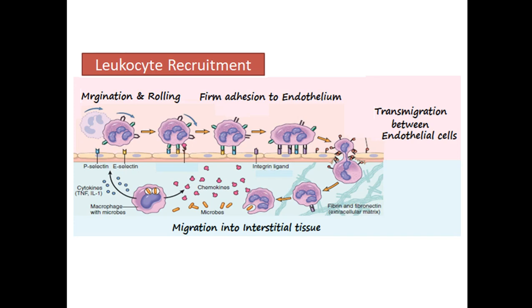margination and rolling. Here what happens is that certain molecules known as the selectins are expressed on the endothelial cells, and selectin molecules act like weak glue. And what happens is that initially the leukocyte attaches and detaches, attaches and detaches. This is known as the rolling.